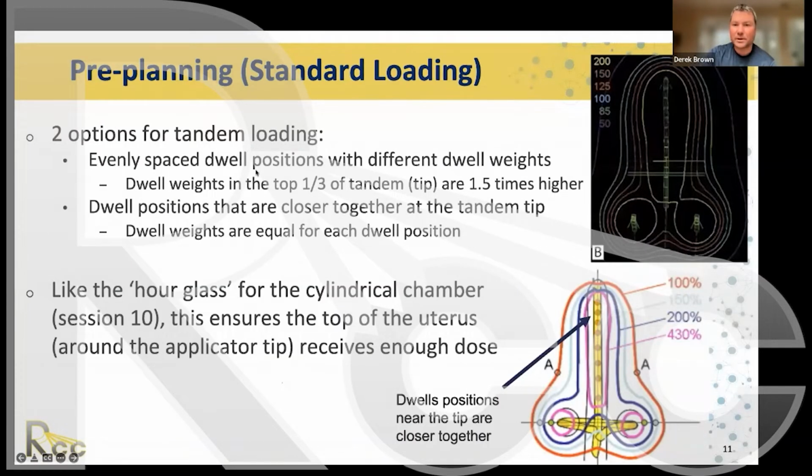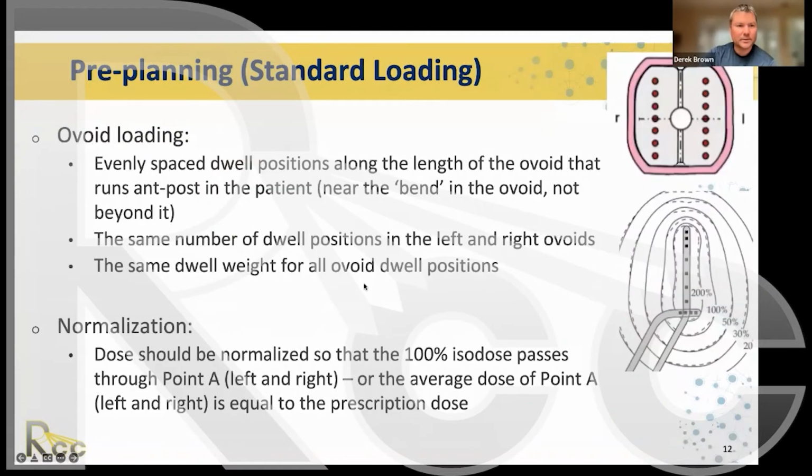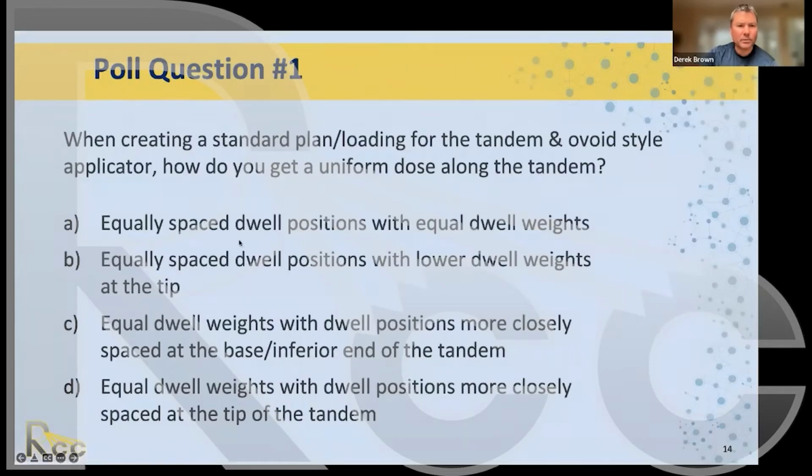So remember, if we go back up here, this was coming from this slide where we had these two options, right? So either we could have more time at the tip, or we could have more dwell positions at the tip of the catheter. So let's look at A, because A was a common one, right? Equally spaced dwell positions with equal dwell weights. If we had those equally spaced dwell positions, we wouldn't have enough dose at the top of the tandem because we don't have enough dwell positions contributing dose at that location.